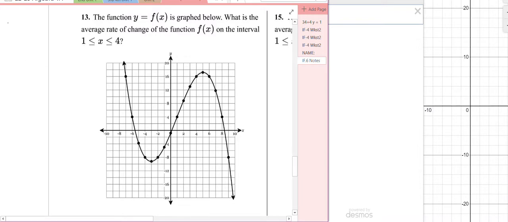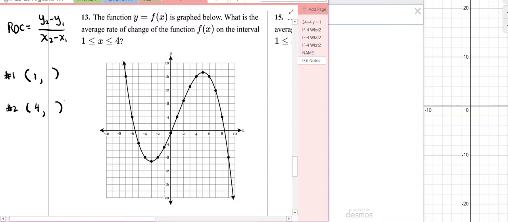All right, so we know the rate of change, ROC, is equal to y2 minus y1 over x2 minus x1. We know that we need 2 points, right? Point number 1 starts off with x equals 1. We don't know the y. And point number 2 starts off with x equals 4, and we don't know the y, okay? This is going to be our x1 and y1, our x2 and y2, right? And when the time comes, we're going to subtract them. But we need to find them.